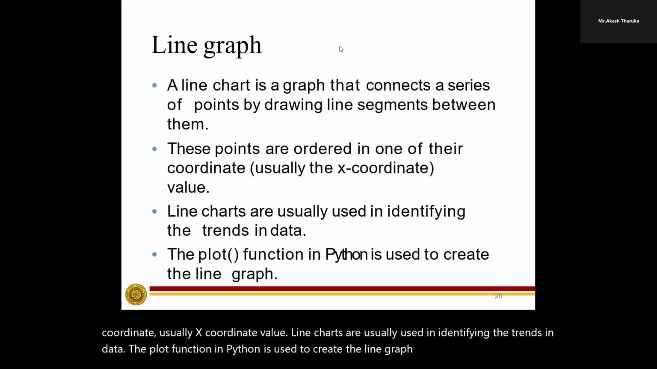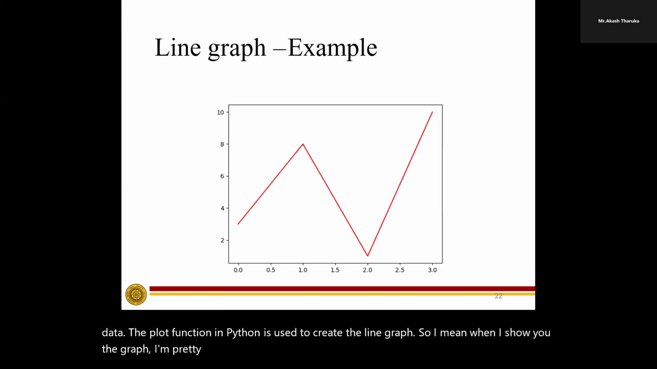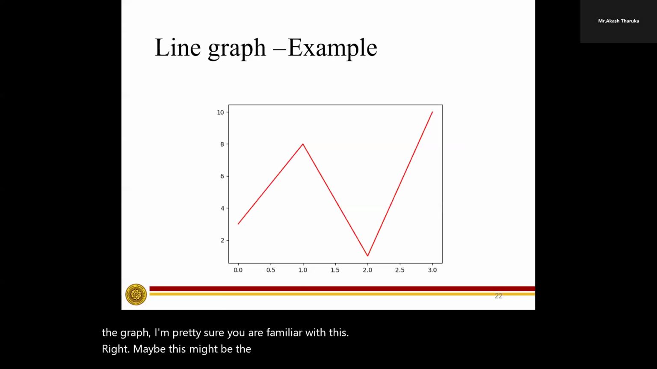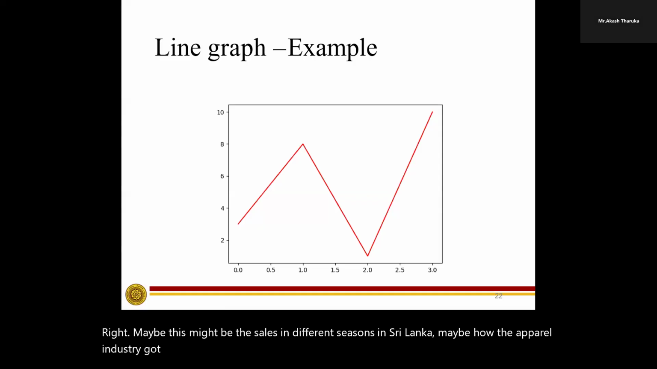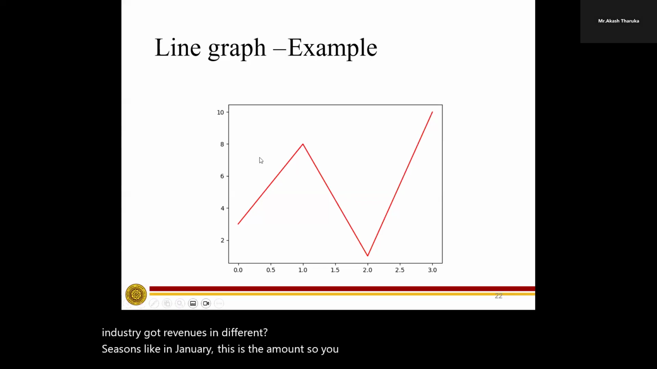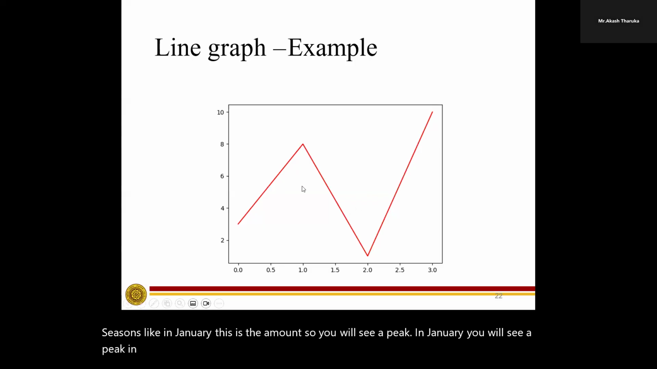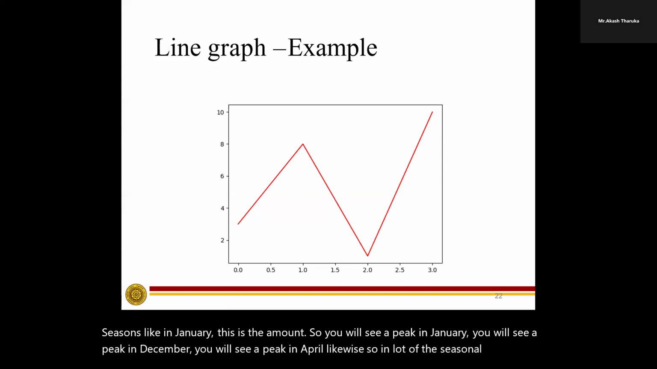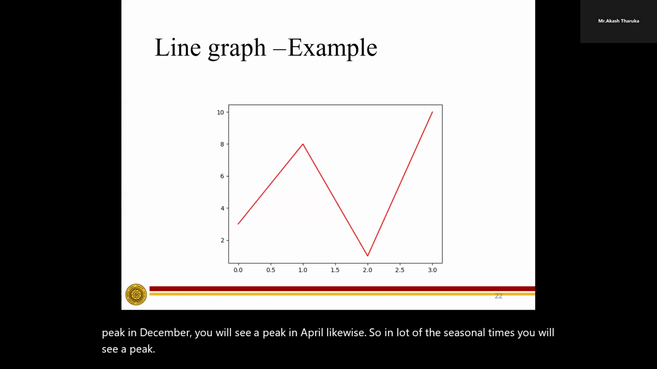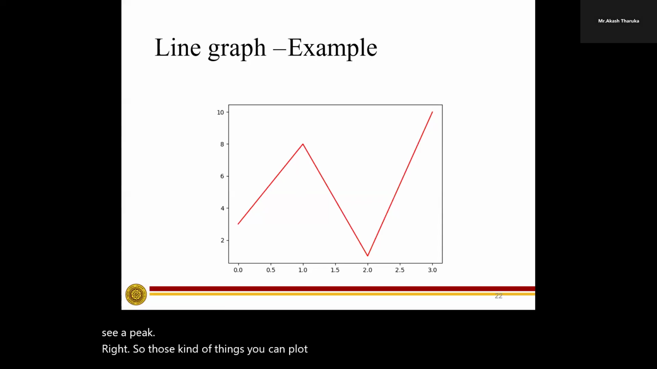When I show you the graph, I'm pretty sure you are familiar with this, right? Maybe this might be the sales in different seasons in Sri Lanka, maybe how the apparel industry got revenues in different seasons, like in January, this is the amount. So you will see a peak in January, you will see a peak in December, you will see a peak in April, likewise. So in a lot of the seasonal times, you will see a peak, right? Those kind of things you can plot using the line graphs.